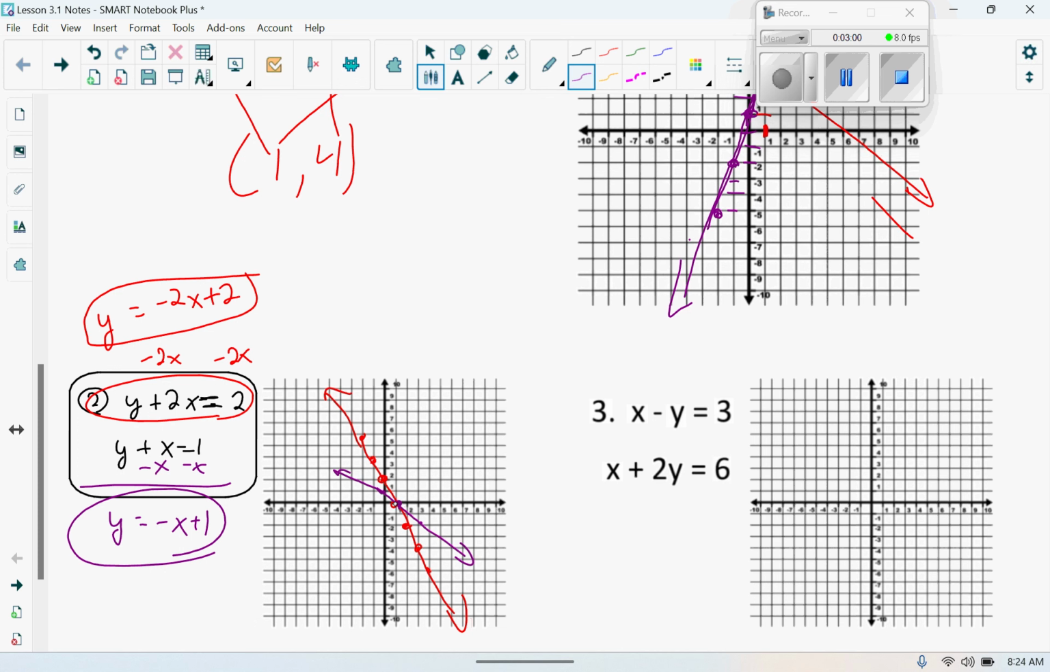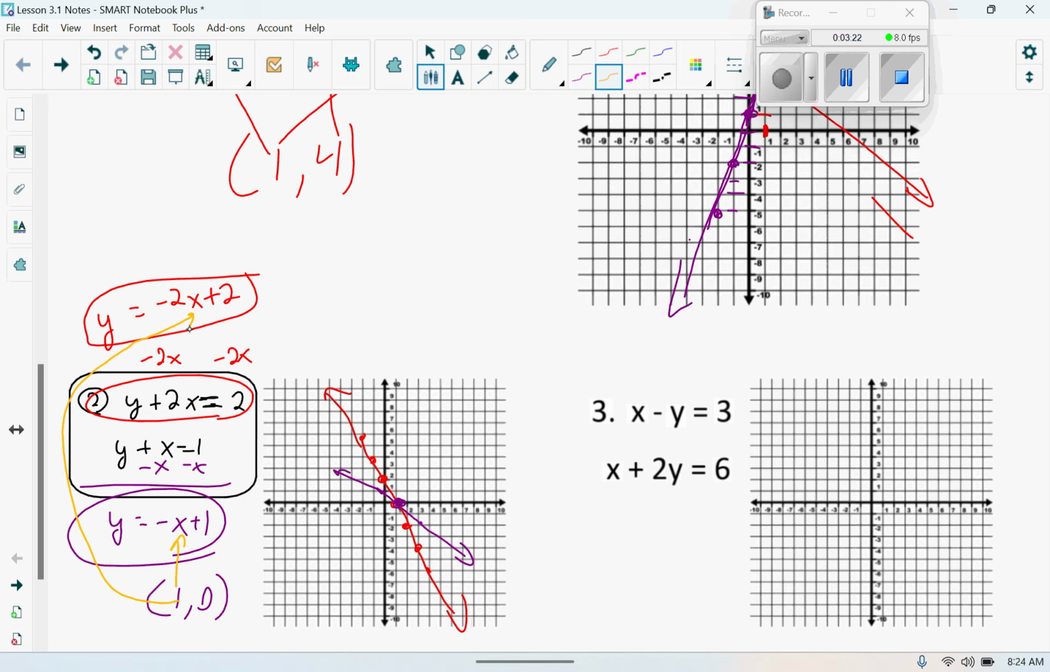So they meet right here, and our solution is going to be (1, 0). And again, you can always check it algebraically like I taught you. So negative 1 plus 1 is 0. And then if I went up here, negative 2 plus 2 is 0. So we know we got the right answer.